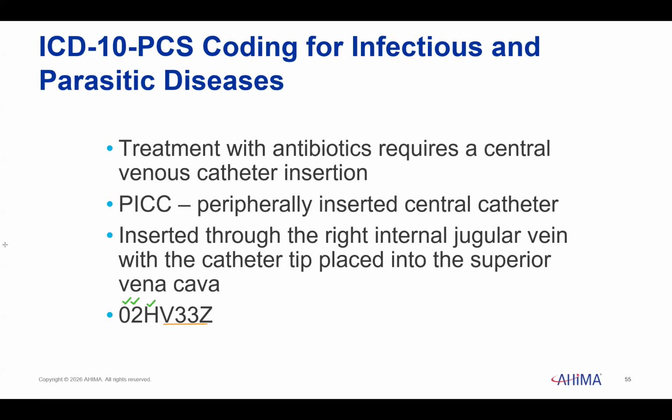Okay, so we have the central line through PICC line that goes to the right internal jugular with the catheter tip into the superior vena cava, 0HV33Z. So follow that code along in your PCS code book.